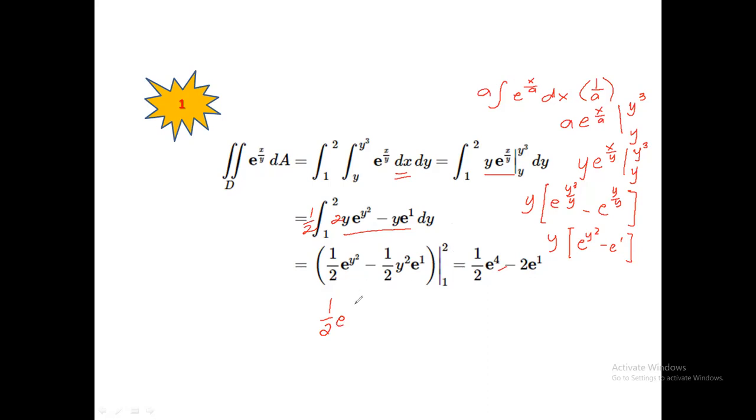e raised to, so if it's 2, that would be 4 minus 1/2 e raised to 1, and then you have here y, which is 2 squared. This is for the upper limit. For the lower limit, you will have 1/2 e raised to 1, and you have minus 1/2 e raised to 1, because this is 1. So this is just 1/2 e raised to 1. The entire thing here is 0. So you are left with this one. So you have 1/2 e raised to 4.